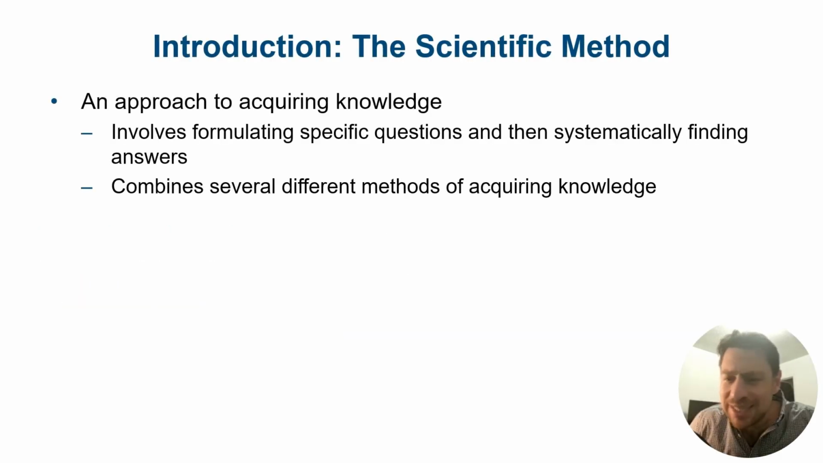So let's begin with a definition. The scientific method involves formulating a specific question and then systematically looking for answers by ideally setting up some kind of experiment. And as we'll see, this often involves combining a number of other methods for knowledge acquisition.